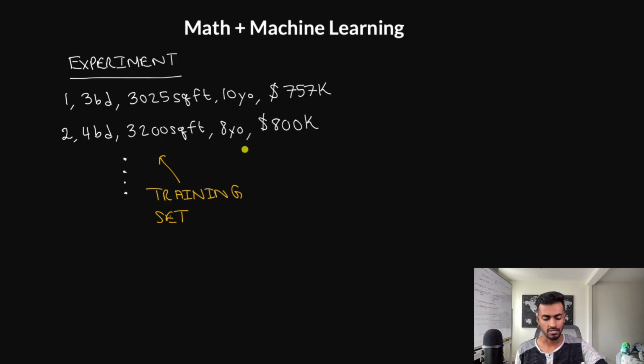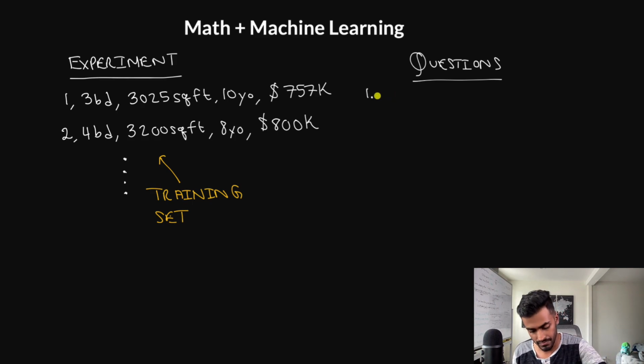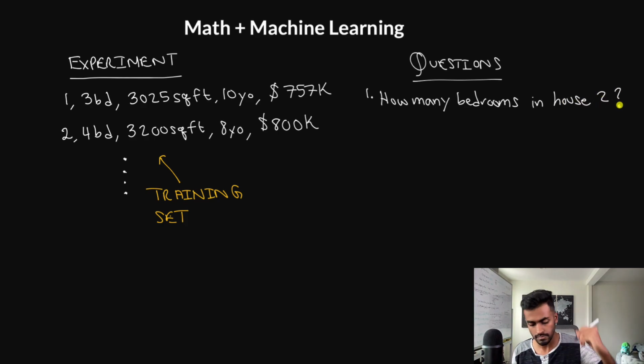Now that we have a bunch of observations in our training set, we can now start asking questions about these houses. So, for example, let's write questions as a heading. Now, one question that I would like to answer is, let's say, how many bedrooms were there in house number 2? And for this question, we are going to construct a random variable.